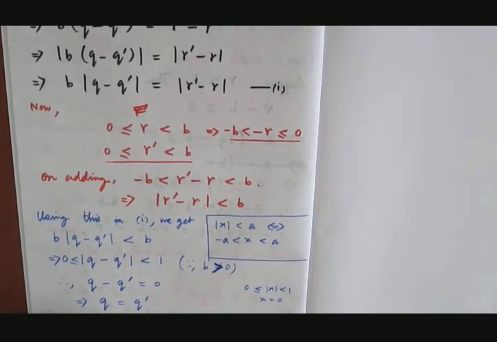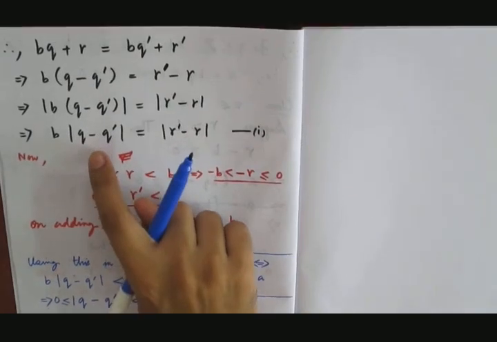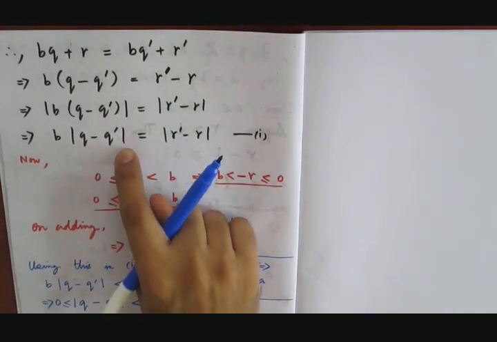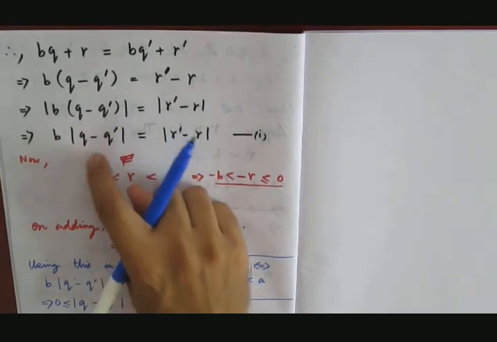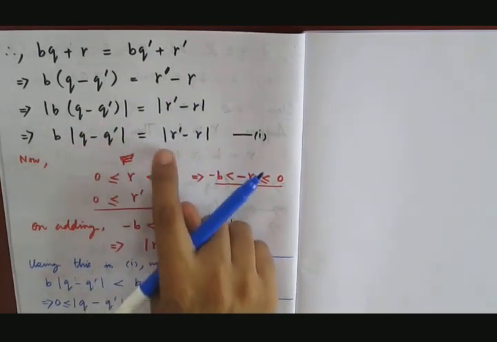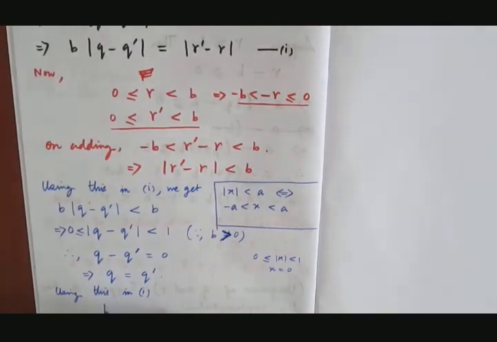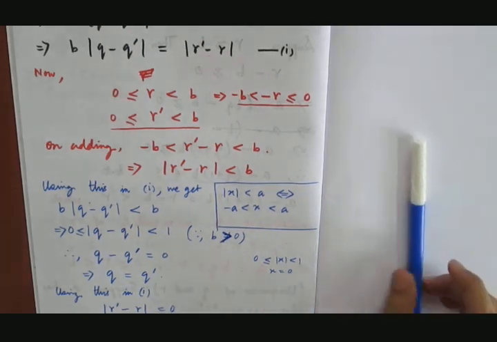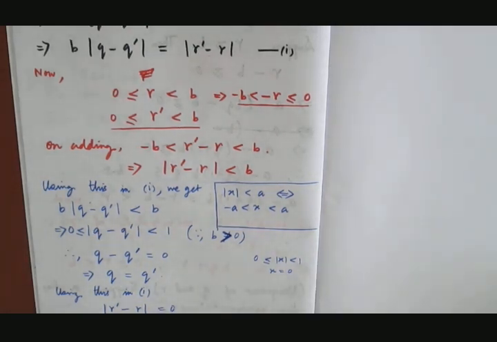Now again, using this in 1. So you see, in 1 I am putting q equals to q dash. What I am getting is 0, so b into 0 is 0, so what I am getting is modulus of r dash minus r is 0, and that implies the only possible thing is r dash equals r, and hence the uniqueness and the existence both have been proved.